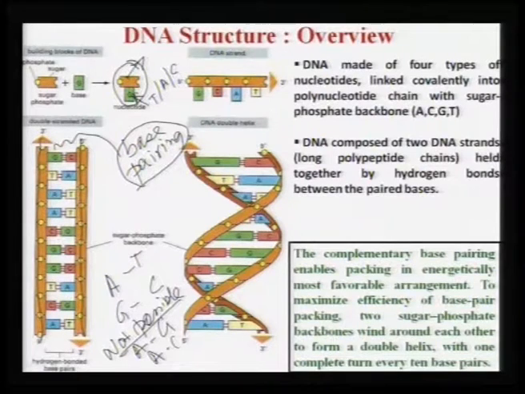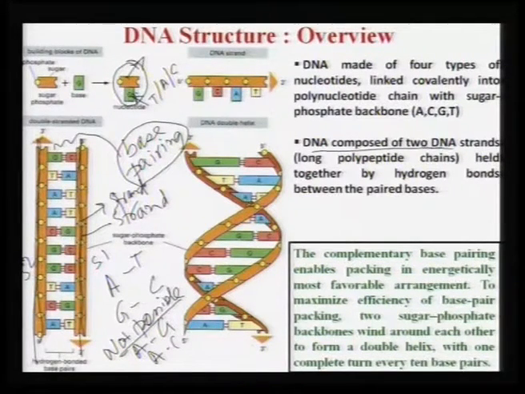Okay. The second thing is that this is known as the individual strand. So, this is one strand and this is the second strand. This is strand number 1, S1, and this is strand number 2, S2. This backbone in biological terminology is known as the strand. That is why it has been written that DNA is composed of 2 DNA strands, long polynucleotide chains, and in between these 2 strands you have the base pairing AT and GC, AT and GC.